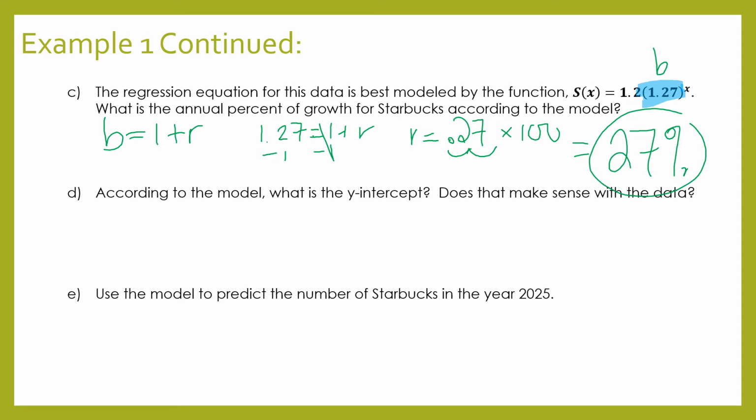D says, according to the model, what is the y-intercept? The y-intercept is given to us by a, which is 1.2. So what that means is that the y-intercept is where it starts, so that would be year 0. According to this, at year 0, or in 1971, oh, let me switch my pen here. So in 1971, there was 1.2 Starbucks.